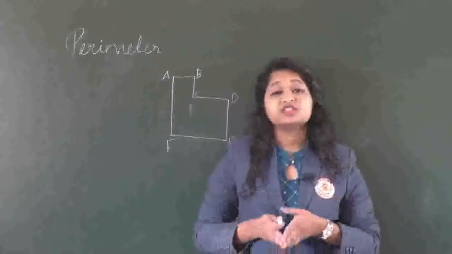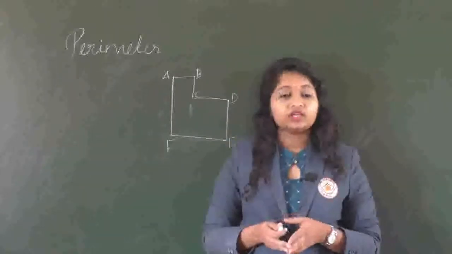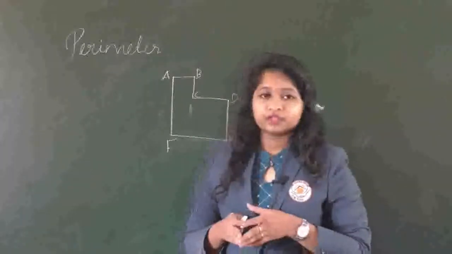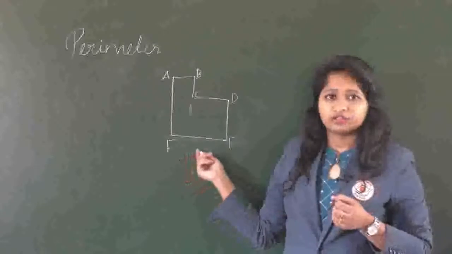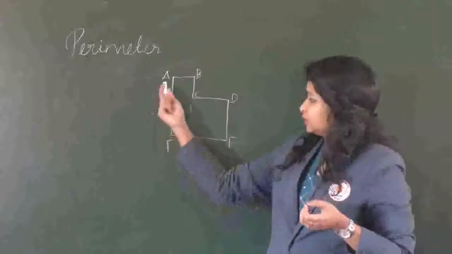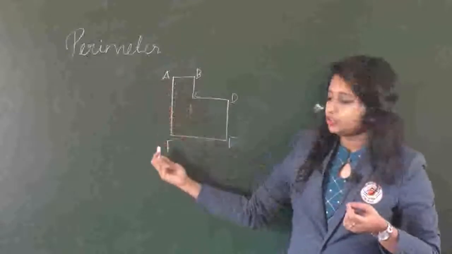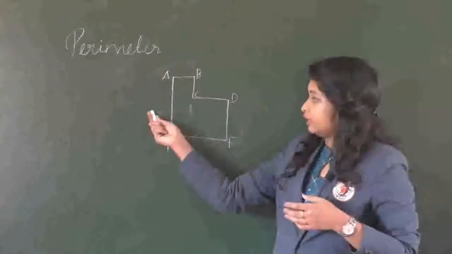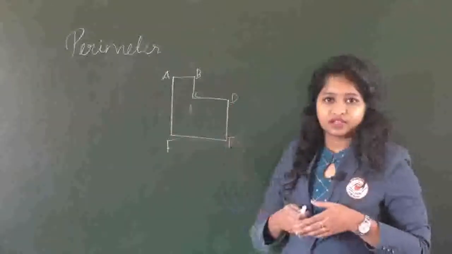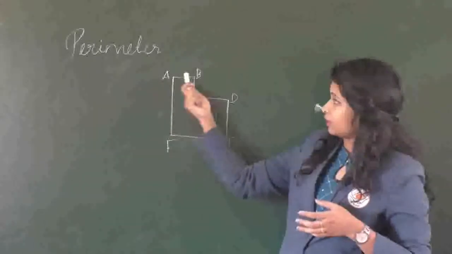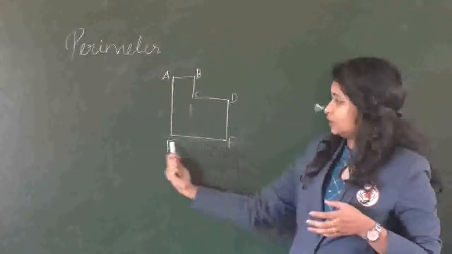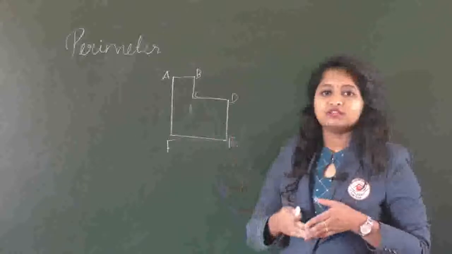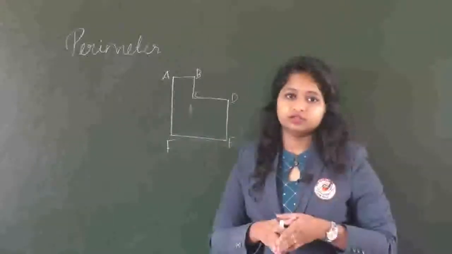Okay. First, let's learn about perimeter. The perimeter of a closed figure is the length of its boundary. So here you can see a figure. Can you name this? No. But if you know the values of its boundary, then you can find the perimeter by adding all the sides. Here the boundary is A, B, C, D, E, F, A. So if you know the sides, you can easily find the perimeter of a figure.